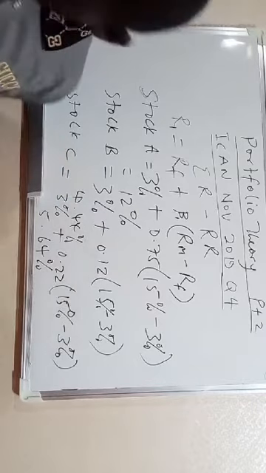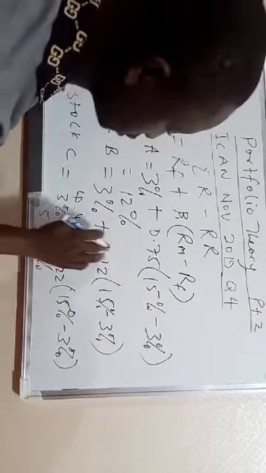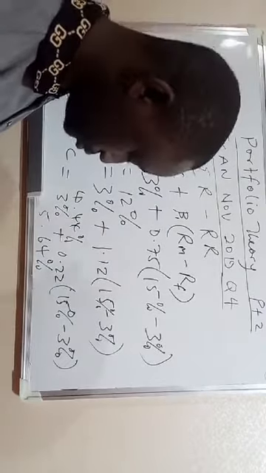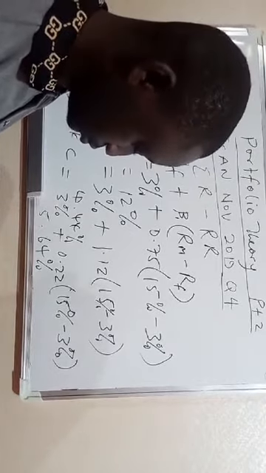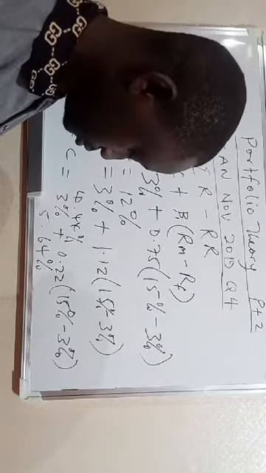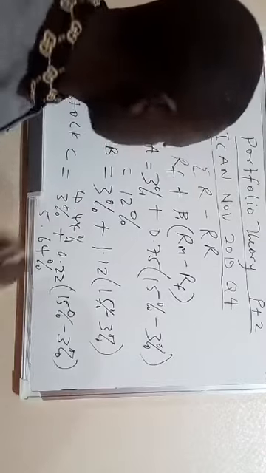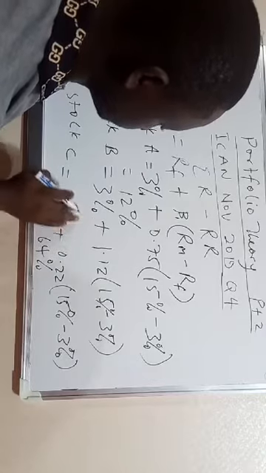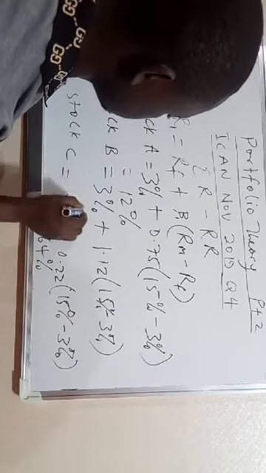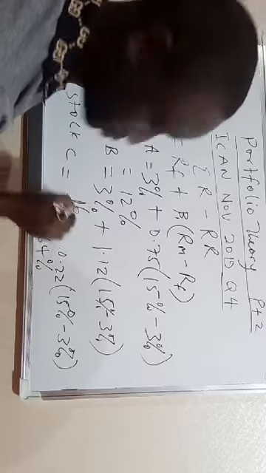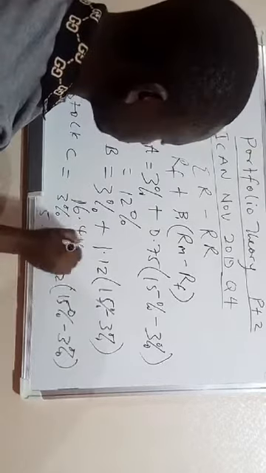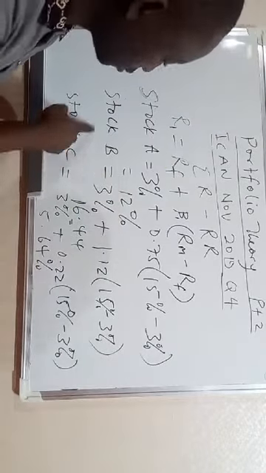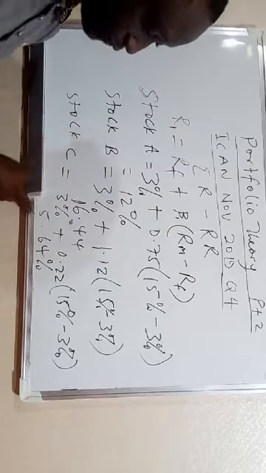Let me do this again. I think there's a mistake here. It's supposed to be 1 according to the question. So this is 16. So stock A we have 12%, stock B we have 16.44%, stock C we have 5.64%.